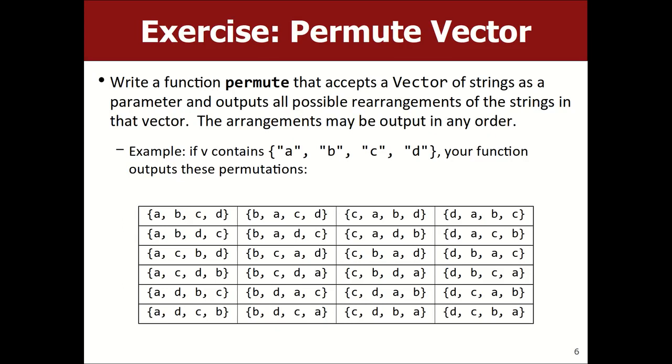How is this recursive? How is this self-similar? Where's the similarity between permuting something and permuting some other thing? What do you think? When you look at this output, do you see any self-similarity here? Any ideas? Yes?